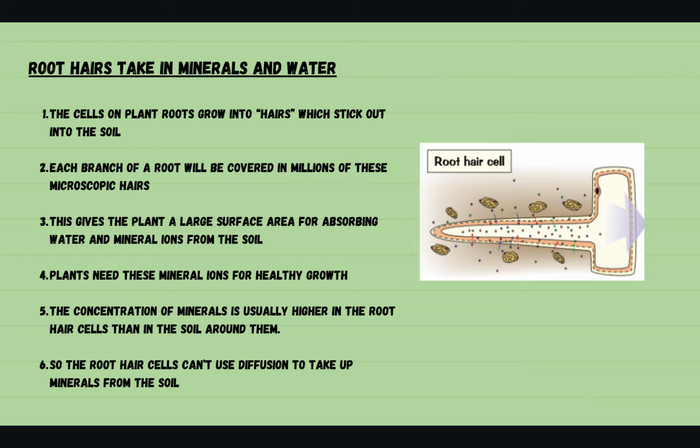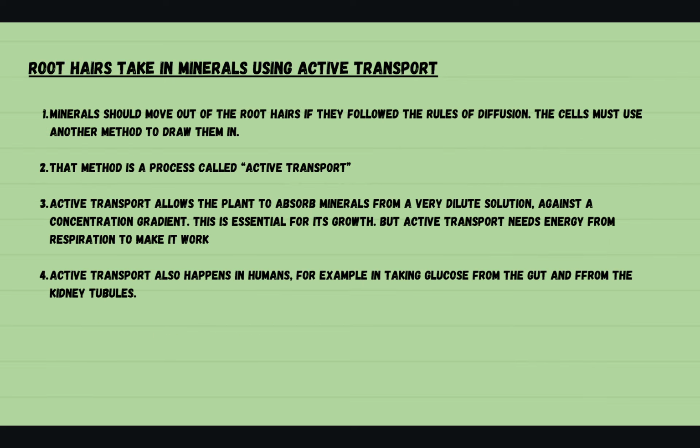The concentration of minerals is usually higher in the root hair cells than in the soil around them, so the root hair cells can't use diffusion to take up minerals from the soil. Minerals should move out of the root hair cells if they follow the rules of diffusion. The cells must use another method to draw them in.